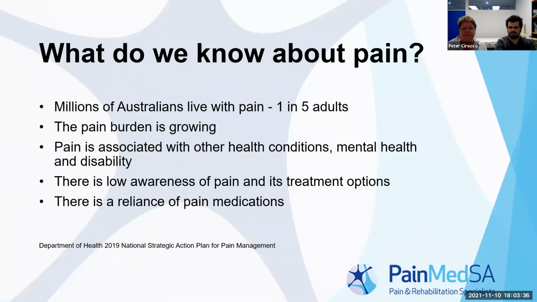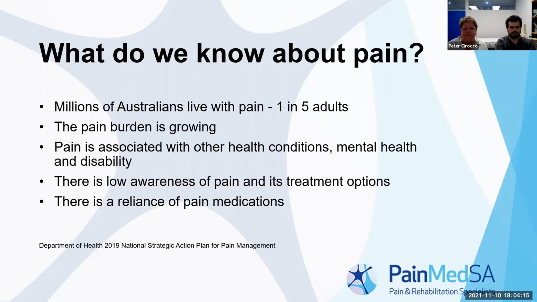Okay, so what do we know about pain? Millions of Australians live with pain, and approximately 1 in 5 adults have chronic pain in Australia. Chronic pain affects more than 3 million people. It's common, in particular, in people who are over 65. There's a 1-to-3 ratio. And 68% of people living with chronic pain are of working age. Up to 80% of aged care residents live with persistent pain, which is often undertreated and poorly managed.